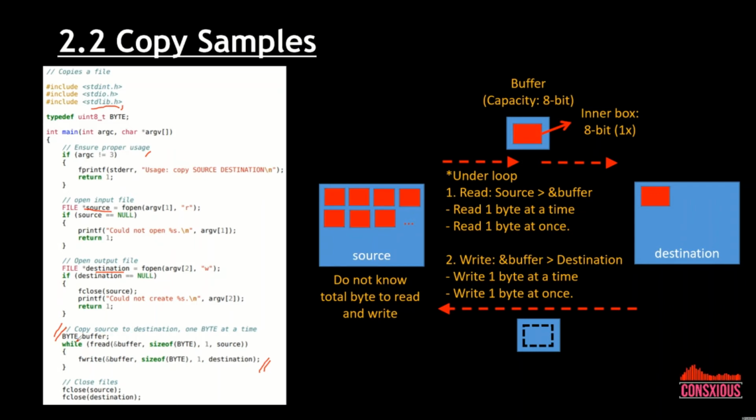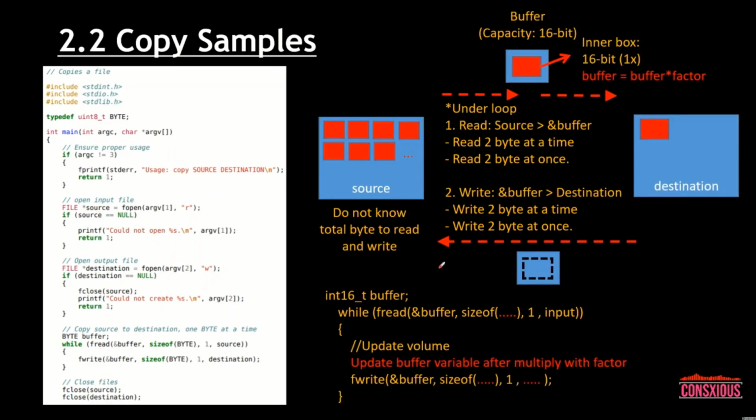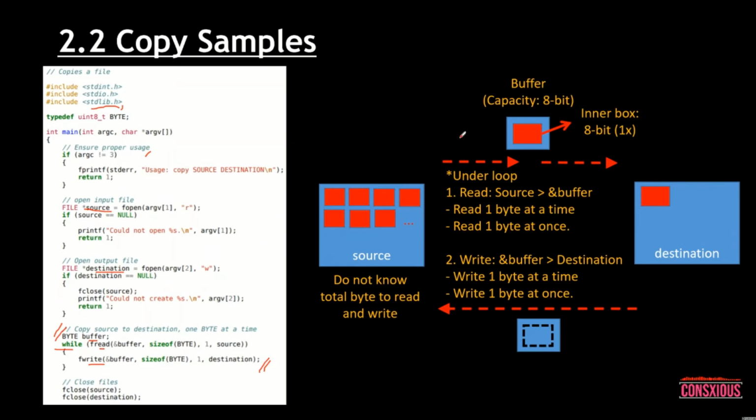From here, we can see there's a buffer, then there's a while loop. Basically it reads first and then rewrites it here. So I created a graphical diagram here to explain. We have a source here, but for the source we do not know the total bytes to read or write.